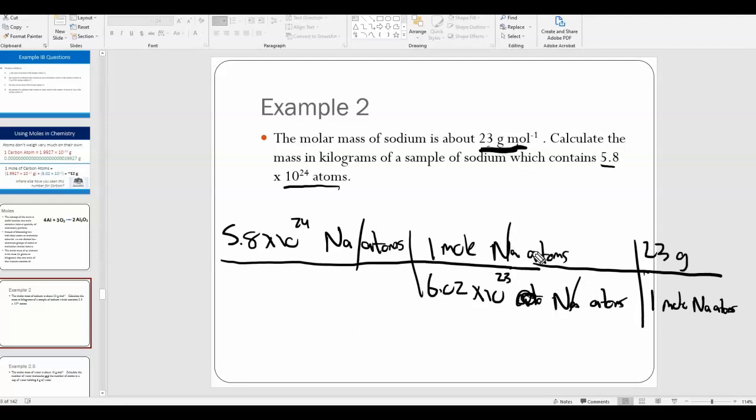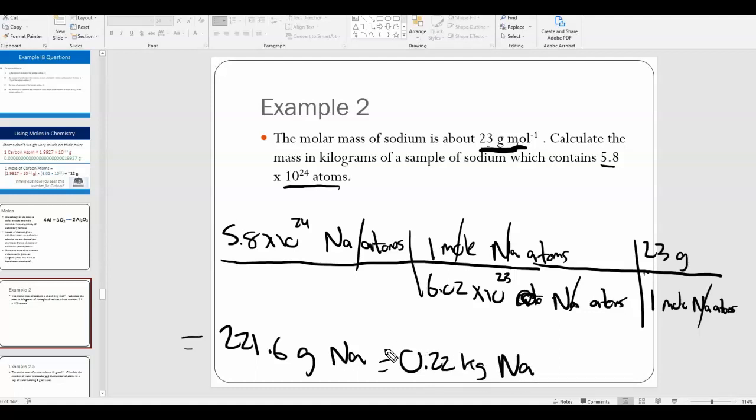Sodium atoms cancel, moles cancel. In my calculator, I'm doing 5.8 times 10 to the 24 times 23 divided by 6.02 times 10 to the 23. That gives me 221.6 grams of sodium. If I divide that by 1,000, I get the answer in kilograms. That's 0.22 kilograms of sodium, and that is the answer to my question. You've probably done calculations like this before in chemistry. This is just a refresher for those calculations. Pause it there if you need to look at that some more.